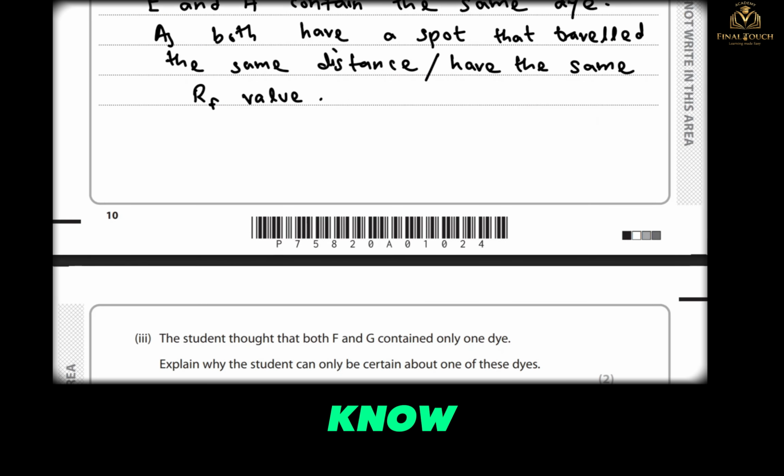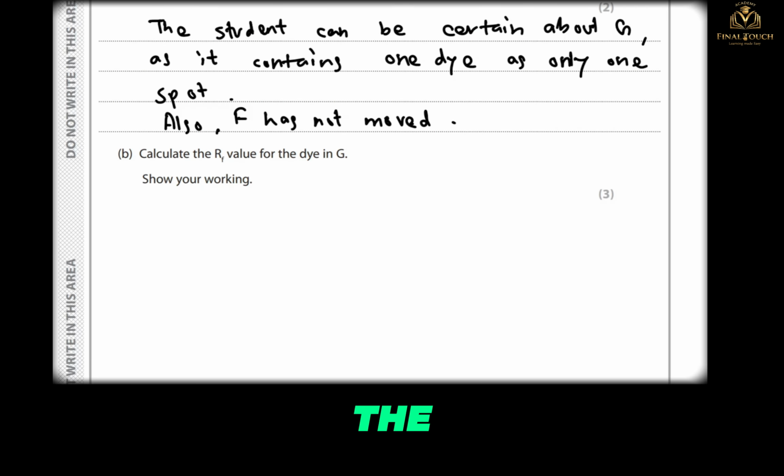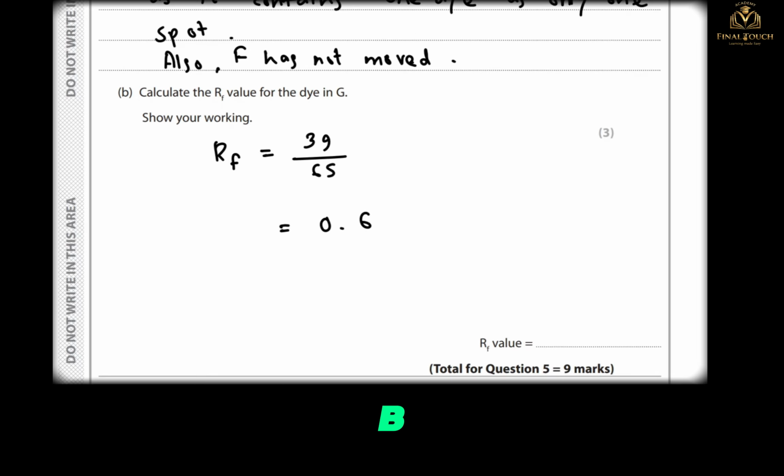So we know the RF value as RF. We can just simply get the value 39 divided by 65, which comes as 0.6. There is a certain range of values that you can have for this math. So that's your answer for part B.